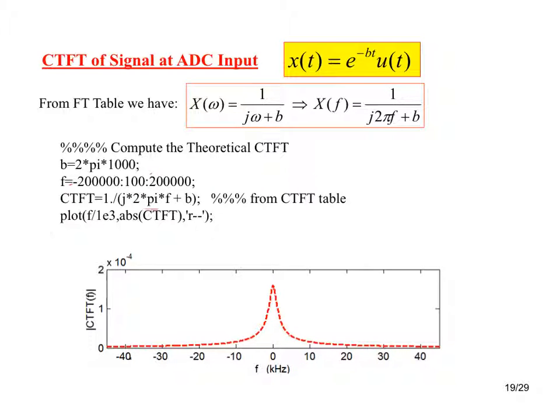The dashes here are because of the plot line type that I used. So notice that you can put the line type right into a plot command. So that's very, very nice. So you should get used to doing that. The R makes it red. The dash makes it a dashed curve. And so I plot that.